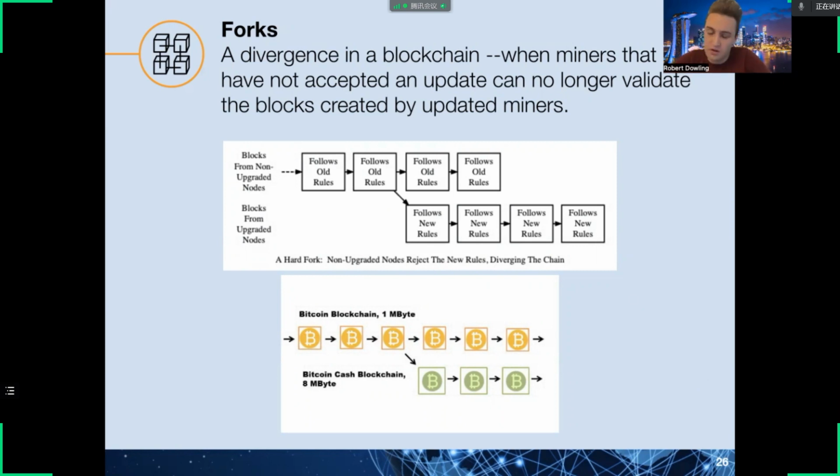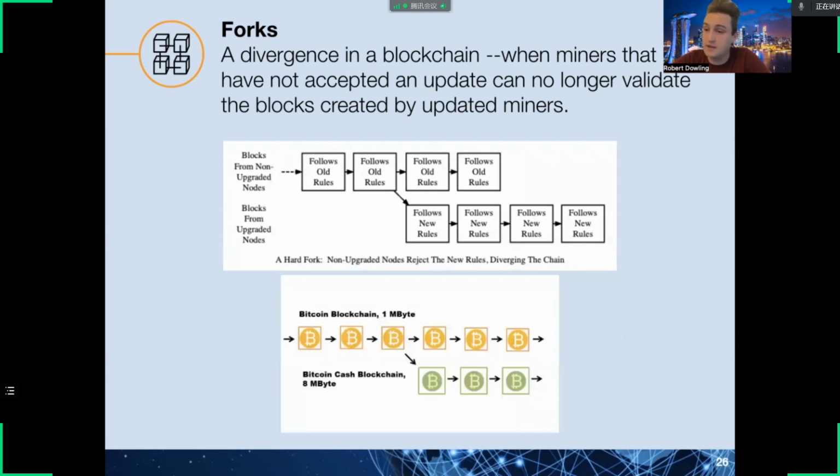Eventually they're going to find a longer chain and start building on that. So at any given time, you could have forks in the blockchain. Now, sometimes forks are intentional, as you guys know from the Ethereum fork from Ethereum Classic or the Bitcoin Cash fork.